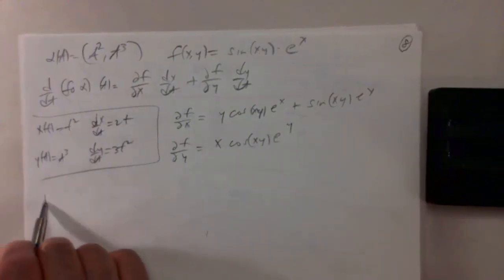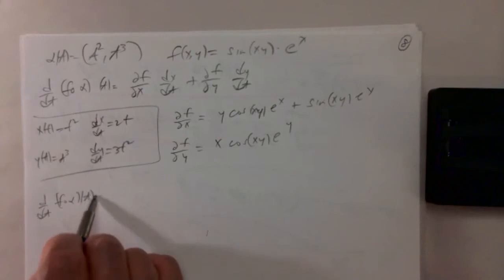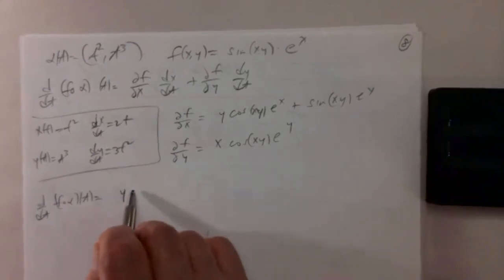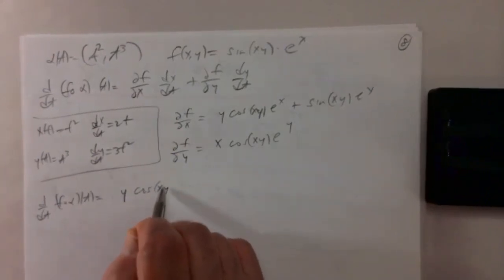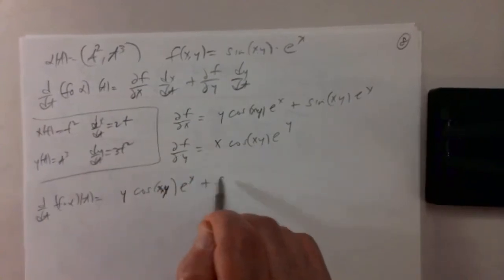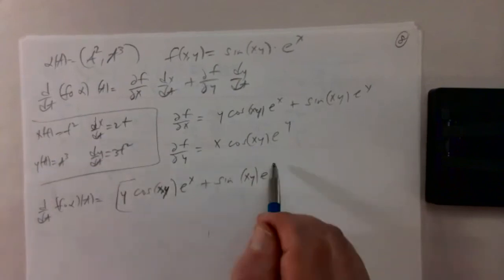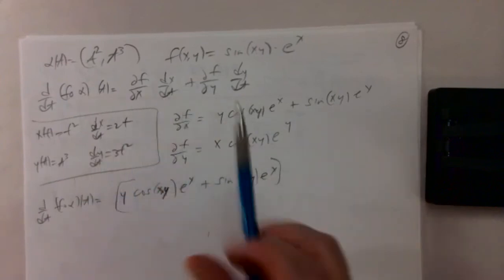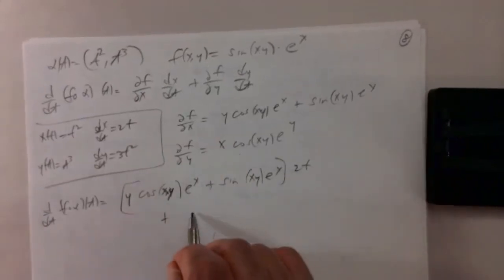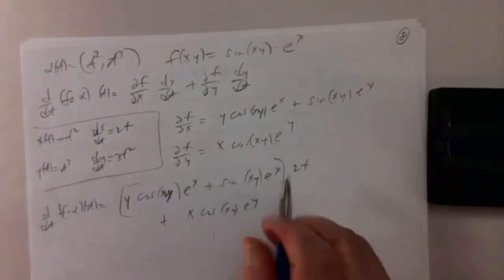So what we get is that the derivative with respect to t of f composed with alpha of t is the partial of f with respect to x plus the sine of xy e to the x times 2t plus partial f with respect to y times dy dt.